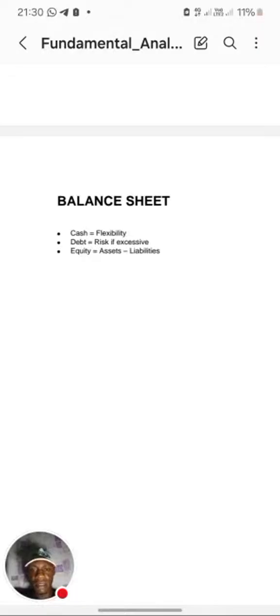Then balance sheets. Okay, let's break down the balance sheet. The balance sheet has to do with cash equals flexibility, debt equals risk, and equity equals assets.